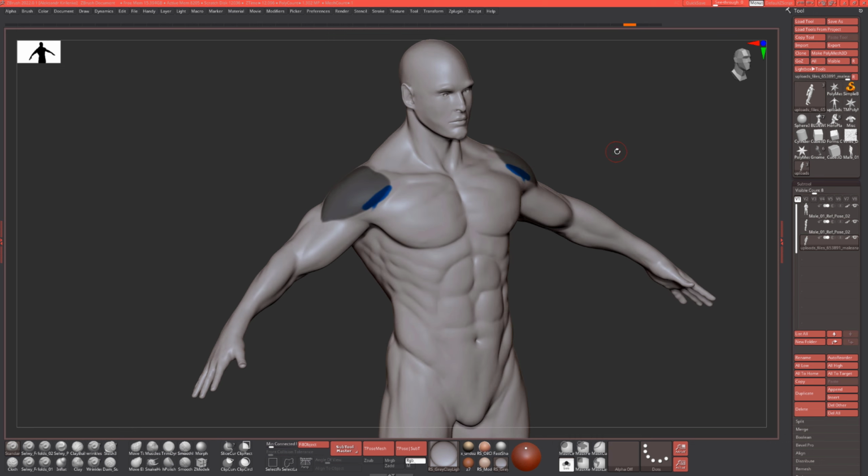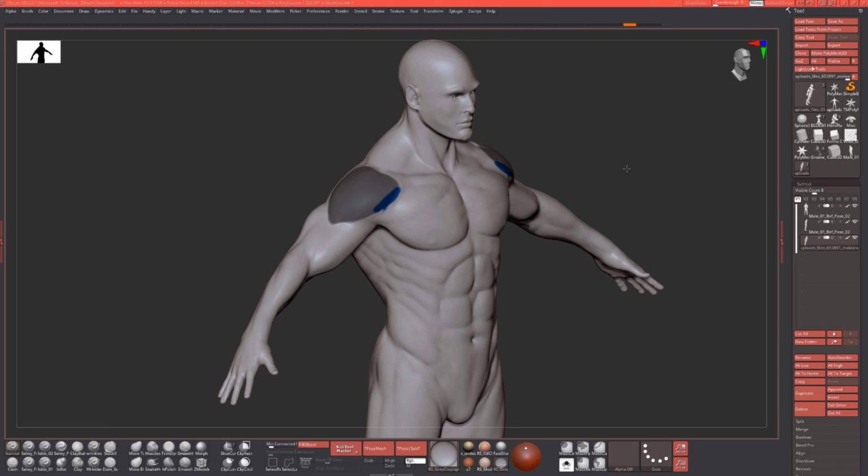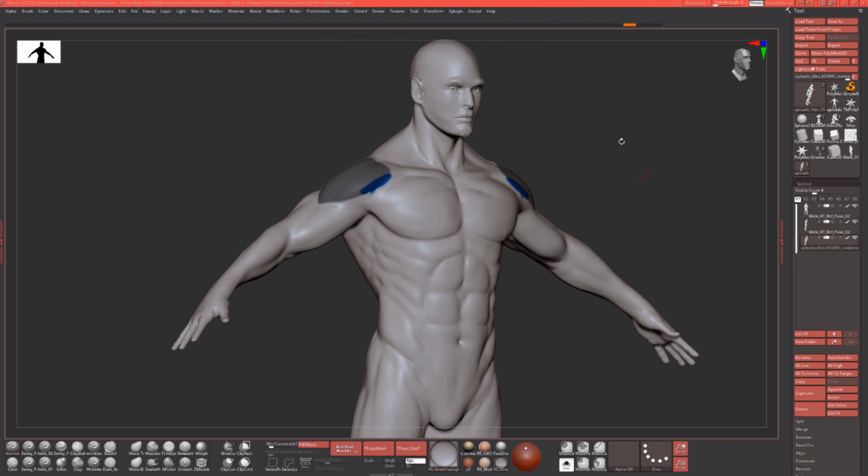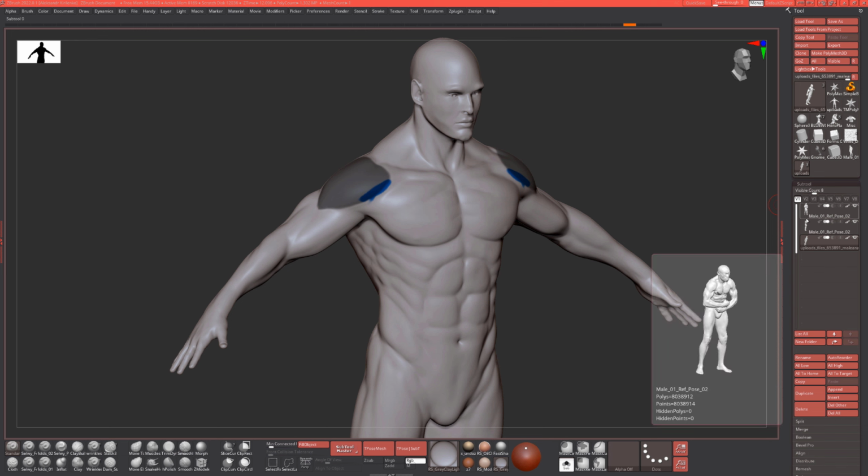But if we know anatomy, and even if we don't know anatomy, we can use some tools to analyze things. In this case, the tool is the 3D scan.